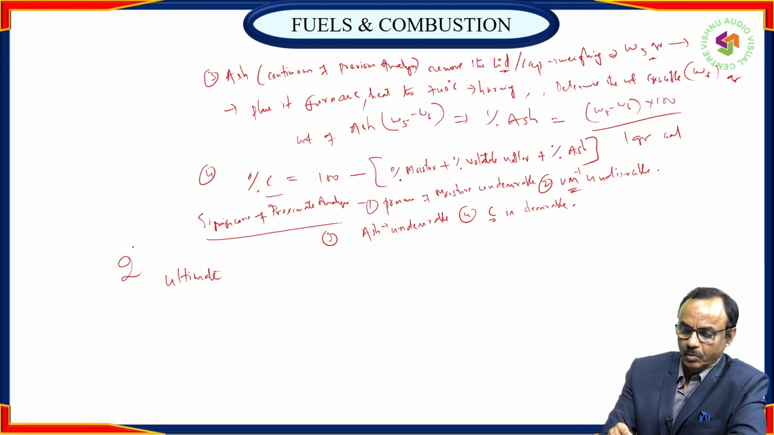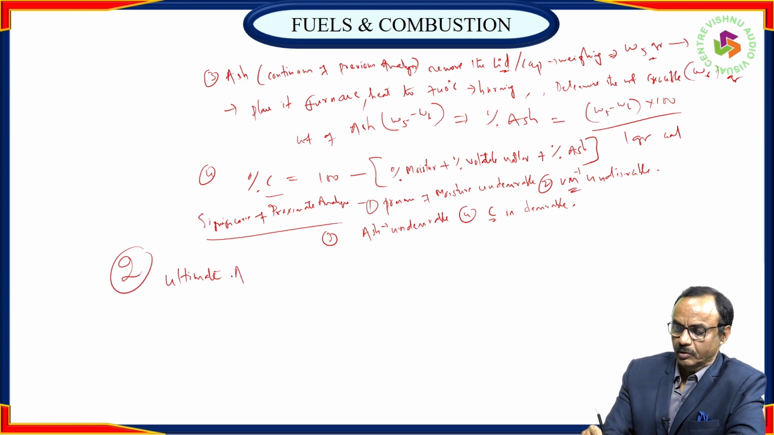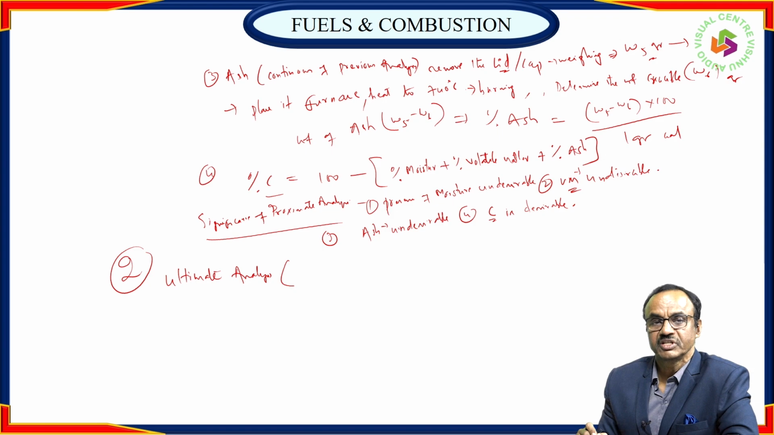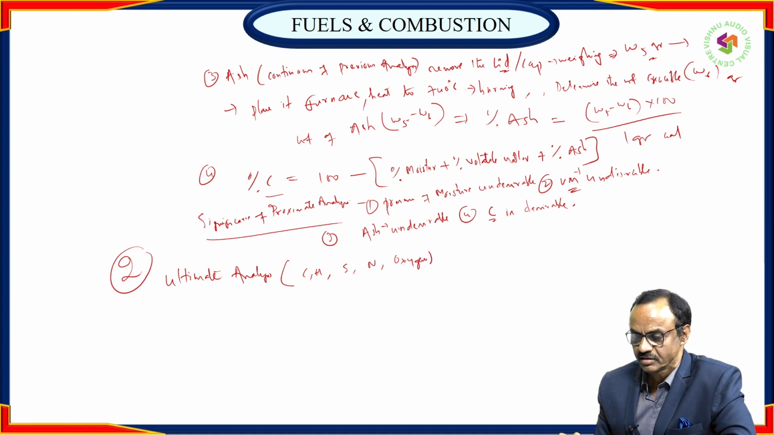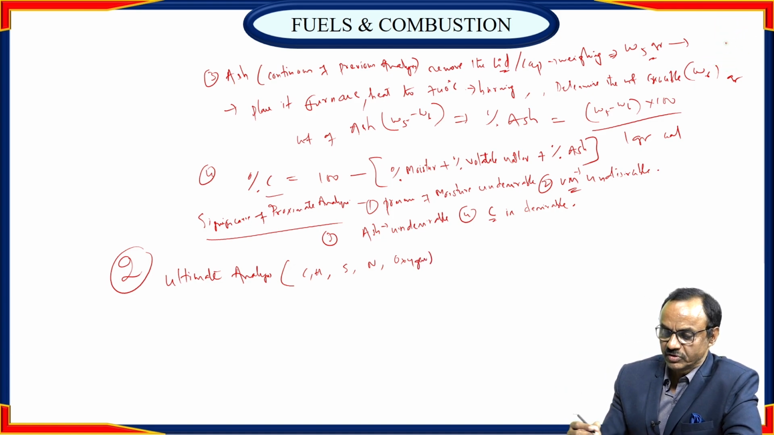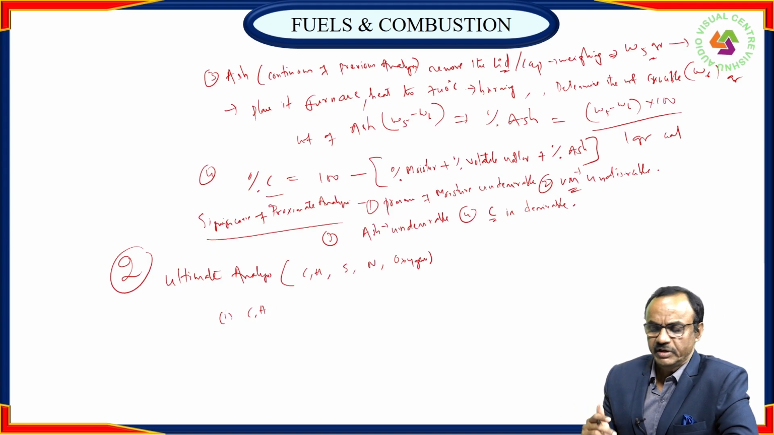Next, ultimate analysis, method 2. Using this method, we can analyze carbon, hydrogen, sulfur, nitrogen, and oxygen. These are the components we analyze. First one, carbon and hydrogen. Analysis of carbon and hydrogen is very simple. We can do it in the laboratory.